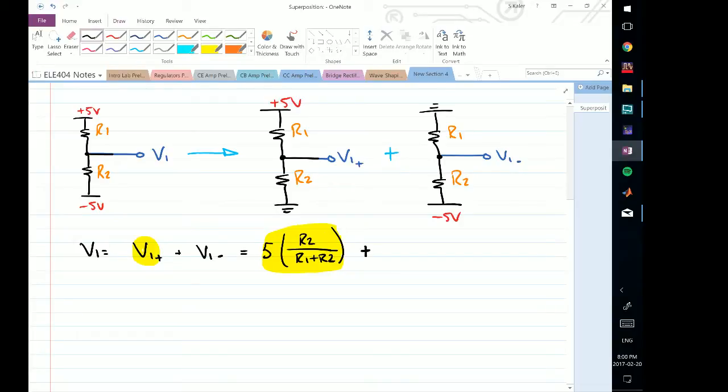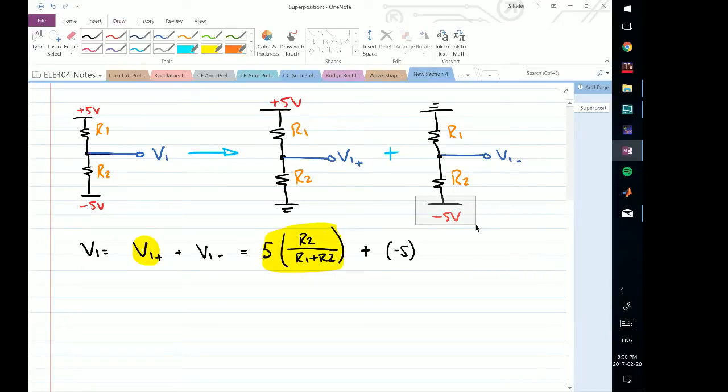And so what we have now as V1 minus will be the contribution due to this minus 5 volt source. And what is that going to be? That's going to be minus 5 times, now notice this voltage division is going in the opposite direction. So V1 plus depends on R2, but notice that if my source is down here, V1 minus actually depends on R1 in the numerator. So this will now be R1 divided by R1 plus R2. So you get the idea. Essentially I look at each thing individually and then I can add the two results together.